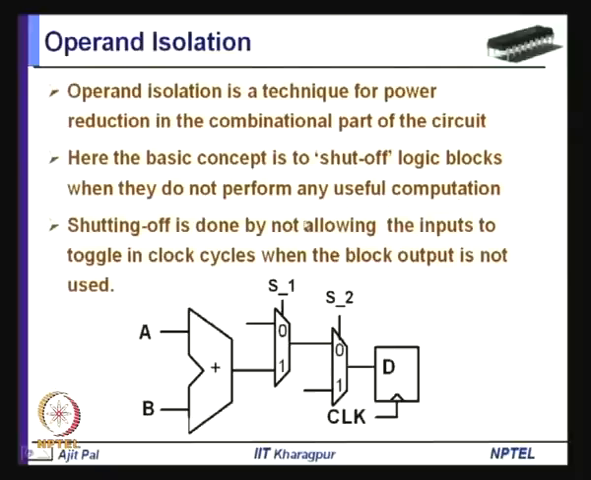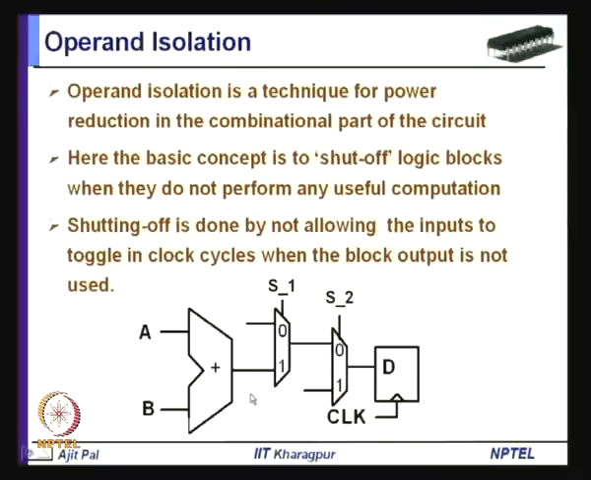So, in this case we shall find out the condition when it is not doing useful computation. For example, this particular adder is producing some result, receiving inputs A and B, and this result is loaded into a register shown by D, only when S1 is 1 and S2 is 0. That means, only when this condition is satisfied, the output of this adder is loaded into this register, otherwise it is not used at all.